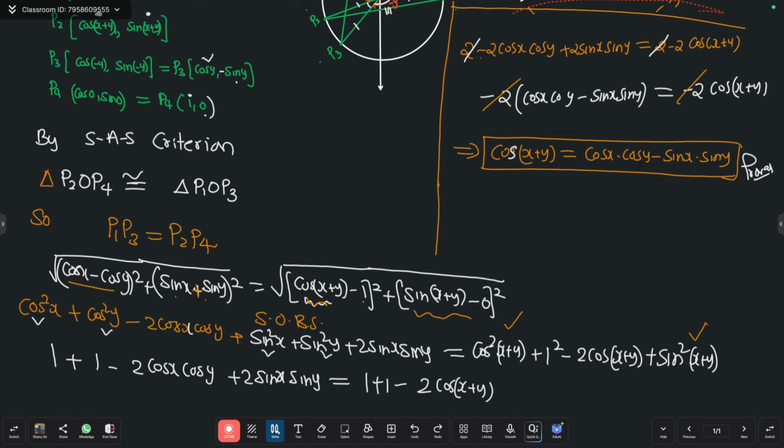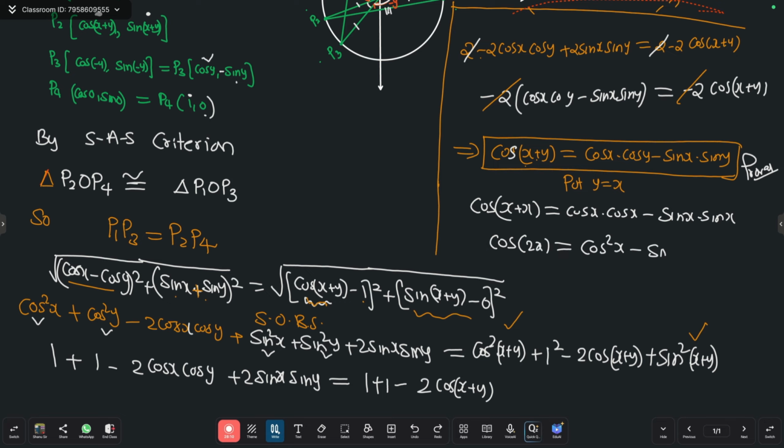Then I have written: hence deduce that cos 2x is cos square x minus sin square x. You observe this quantity. How to get cos 2x? Cos 2x can be written as cos of x plus x. So if you put y equals to x in this, then you will get cos x plus x equals cos x cos x minus sin x sin x. So it will be cos 2x equals cos square x minus sin square x. Okay, so this is also proved, and this is the formula for cos 2x. Note both now.